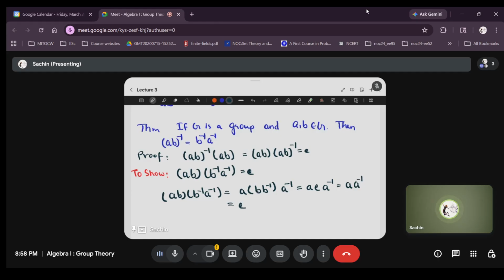And this property is called the socks-shoes property. That is because when you are wearing your socks and shoes, you first put on your socks and then your shoes. But when you want to reverse the process, when you want to take off the socks and shoes, you first take off the shoes and then your socks. So the order is reversed. That's why it's called the socks-shoes property.